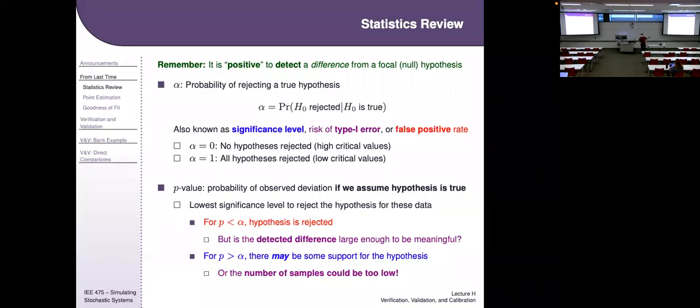So any questions about this kind of stats review, false positive rates, and so on? The idea that a rejection of a null is positive in this class.